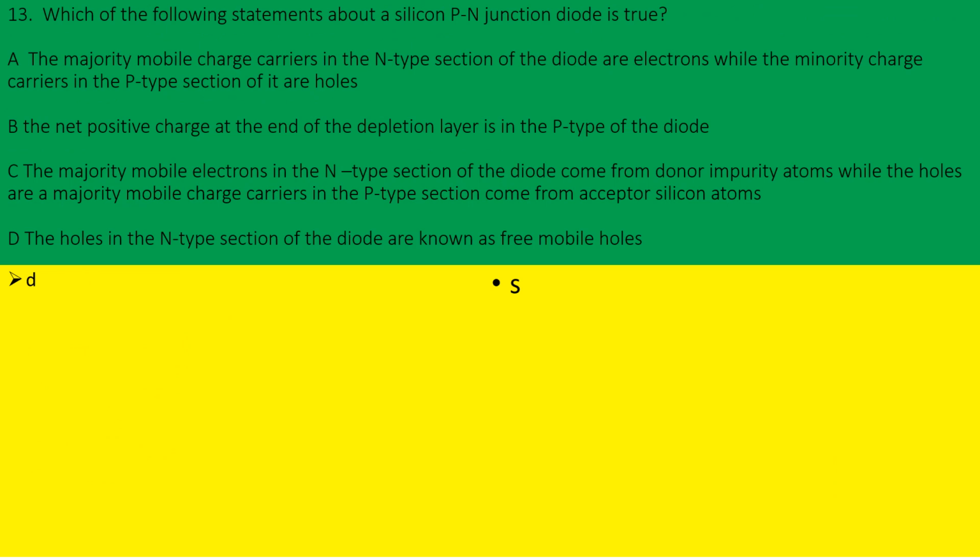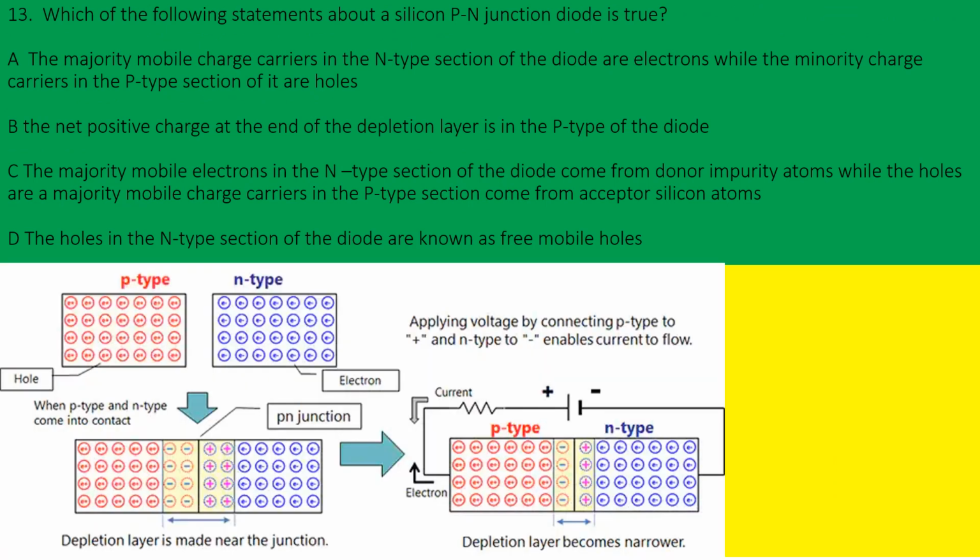Okay, so which of the following statements about a silicon pn junction diode is true? All right, so this is a p-type, right? So it has the majority charge carriers to be the holes, right? And in the n-type the majority charge carriers are the electrons. So when you take these two crystals and link them together, like I've linked them here, there is a boundary at the surface here.